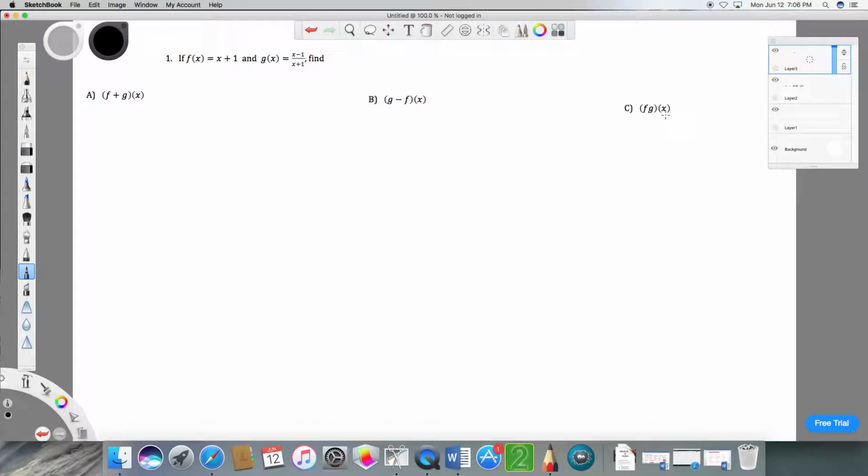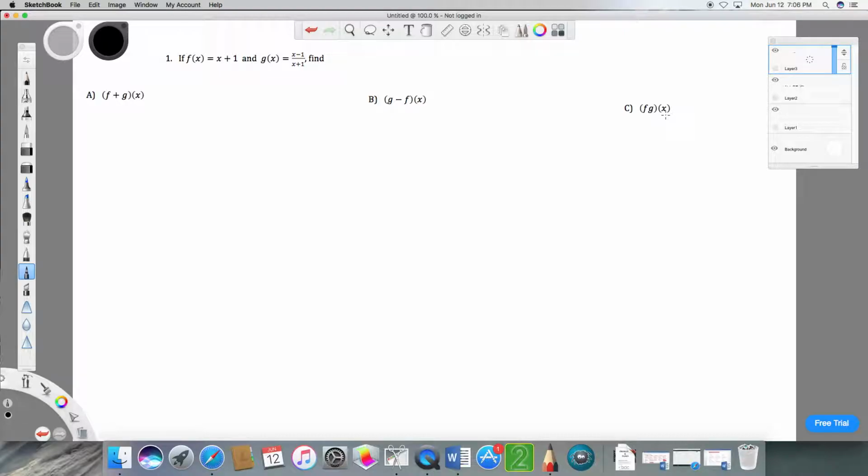In this problem, they give us two functions and they ask us 9 different things about these two functions. So let's begin with the first 3 of the things that it's asking. It's asking us to use these two functions to create a new function. In part A, through addition. In part B, through subtraction. And in part C, through multiplication.